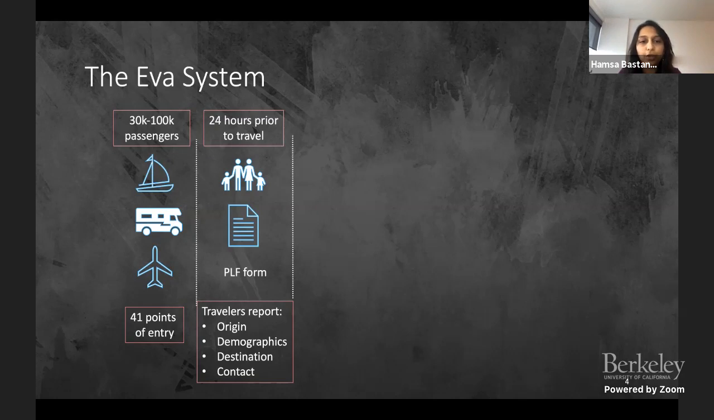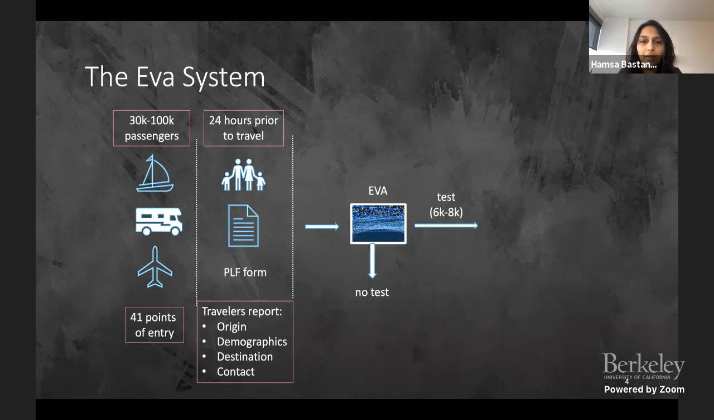The main feature of interest here for maintaining our risk scores will be the origin. So basically the country or the city that they're coming from usually informs us on how likely they are to test positive under a COVID test. And this all goes into our platform, which we've called Eva. And most of these people, unfortunately, will not get tested because we have limited testing resources. So they'll just go into the country and enjoy their vacation. 6,000 to 8,000 of these people, based on our recommendations, will actually get tested.